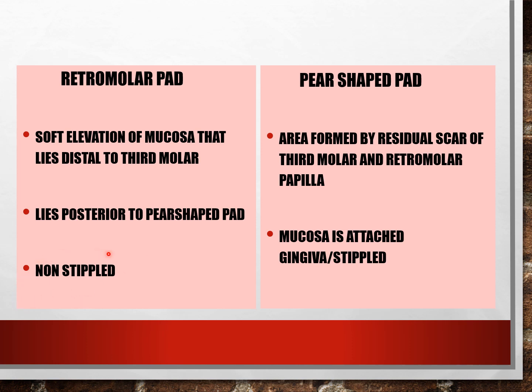The mucosa over this retromolar pad is non-stippled and the mucosa is attached, and the gingiva, that is the retromolar papilla, is stippled. I think we all understand what is meant by stippling.